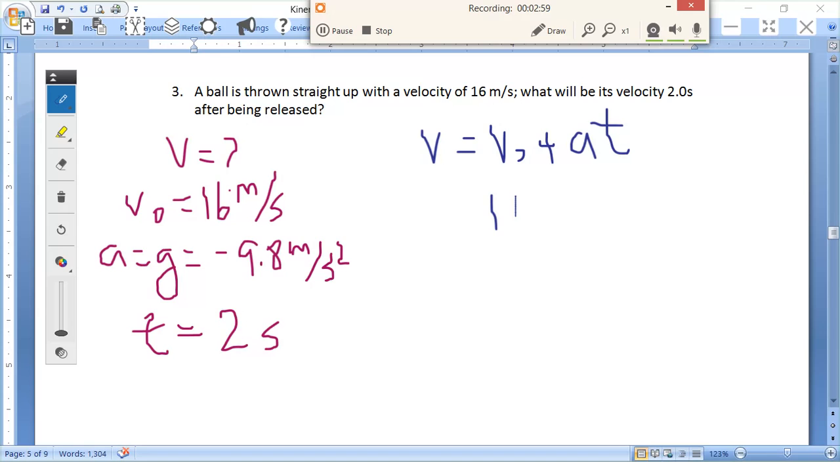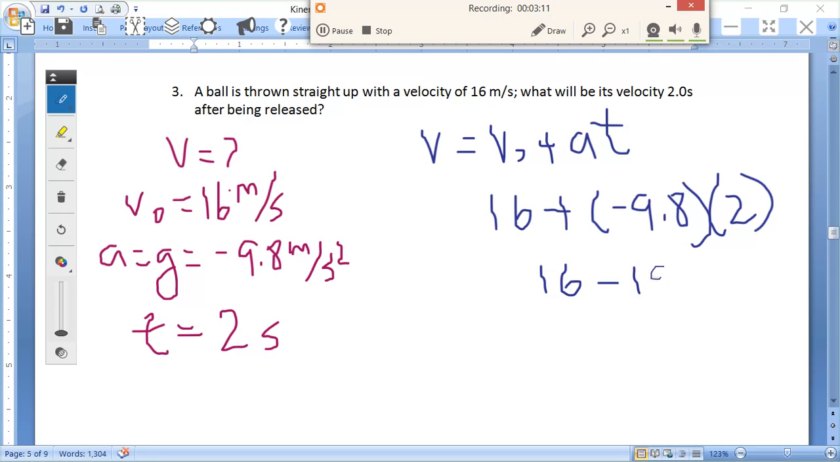This works out to plugging in the number 16. There's no algebraic rearrangement of the equation necessary. After I multiply this out, this becomes 16 minus 19.6, which works out that v is equal to negative 3.6 meters per second.